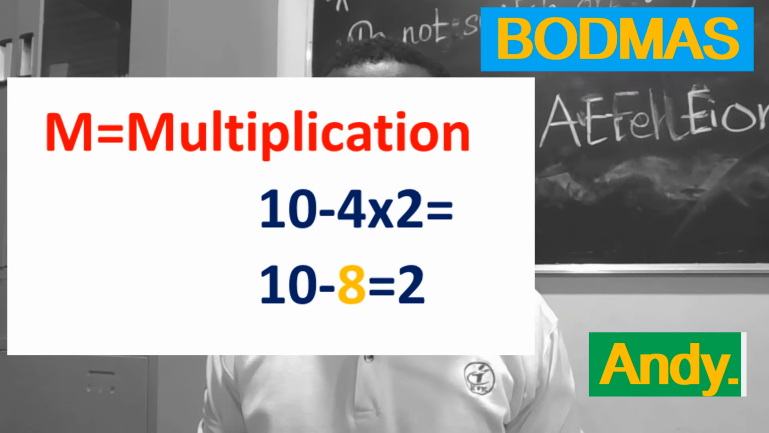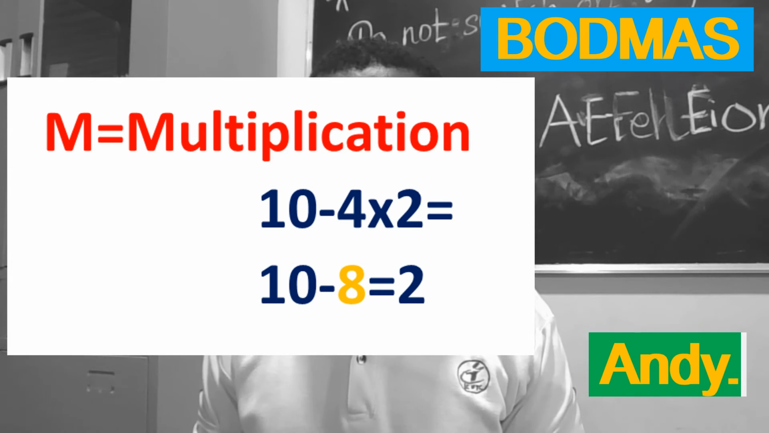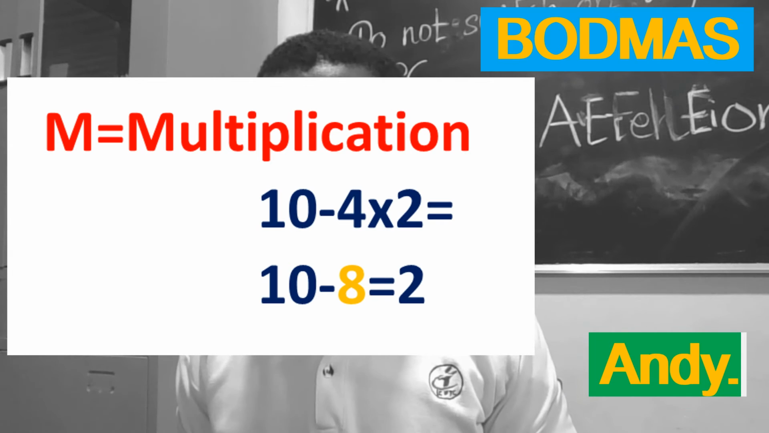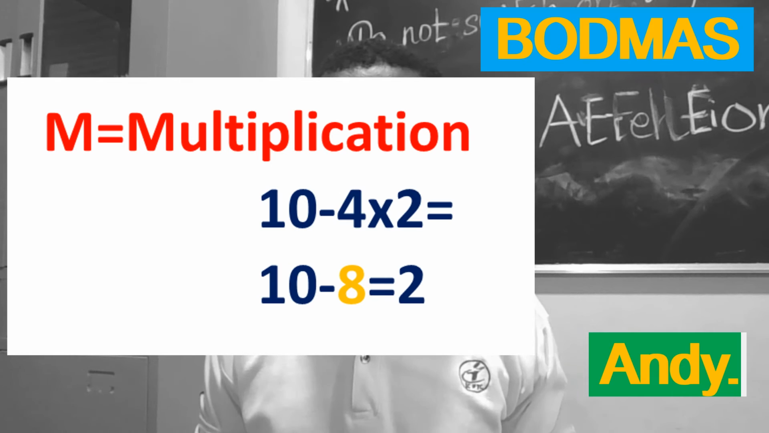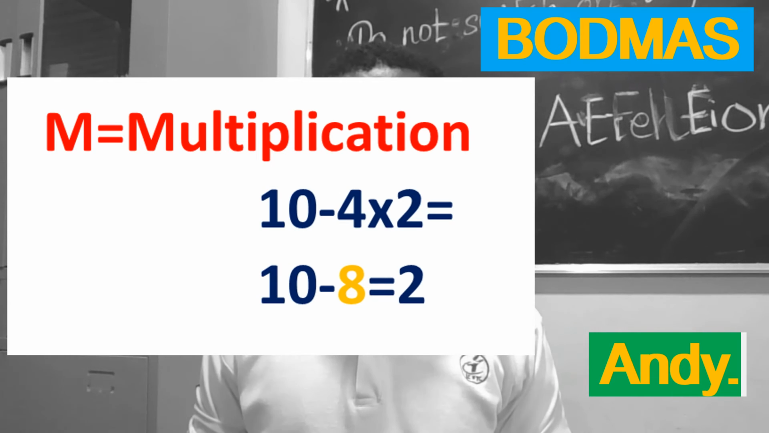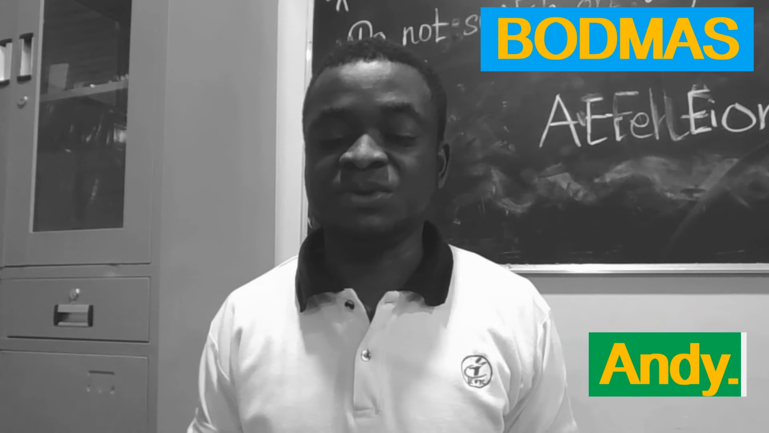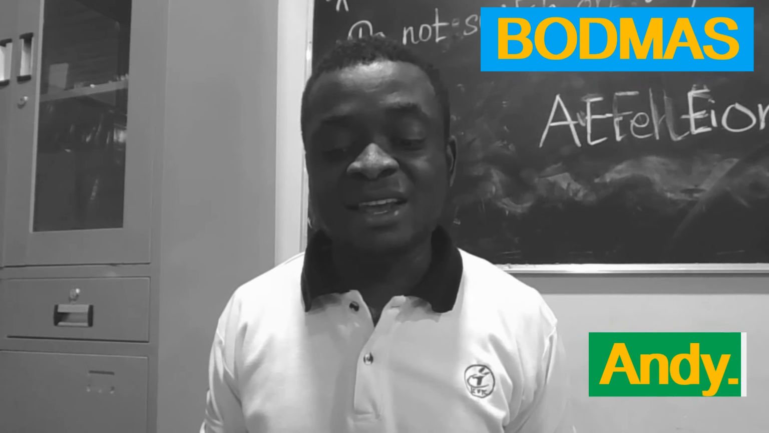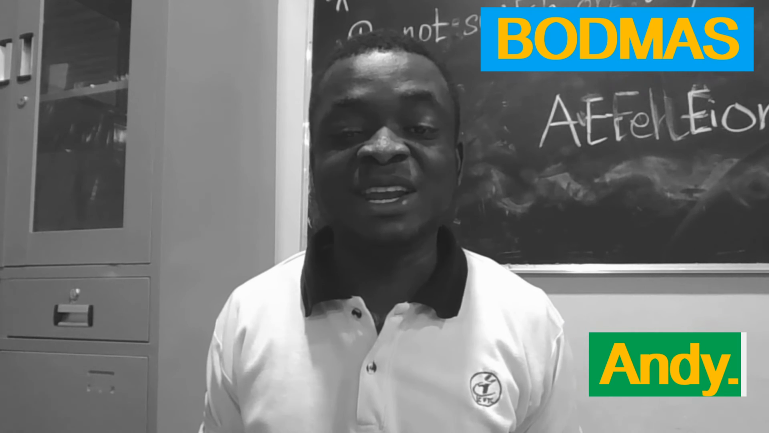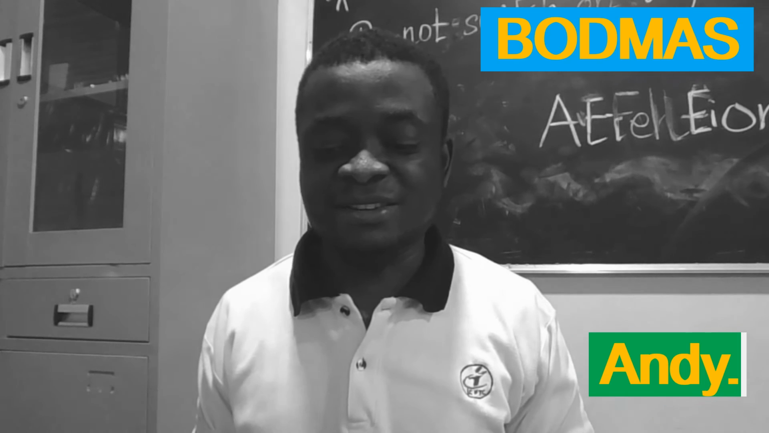Now we are dealing with the multiplication first here. So 2 times 4 is what? That is 8. So we already have our 10 here. So 10 minus 8, and that will give us 2. Now let's move on. BODMAS is telling us after the multiplication we move on to the next one, which is addition. Let's move on to addition.